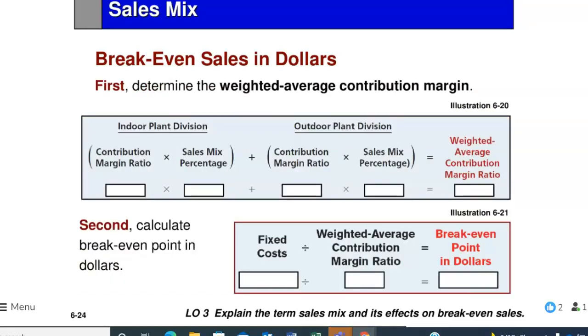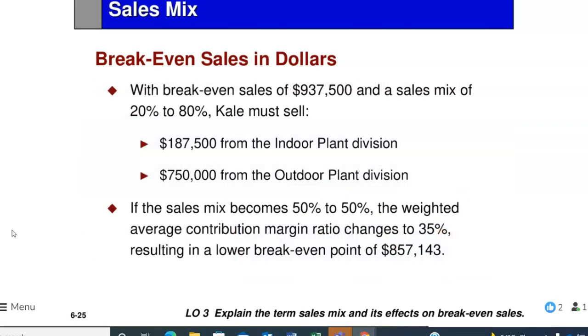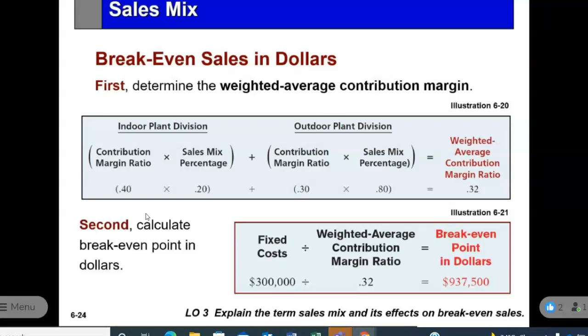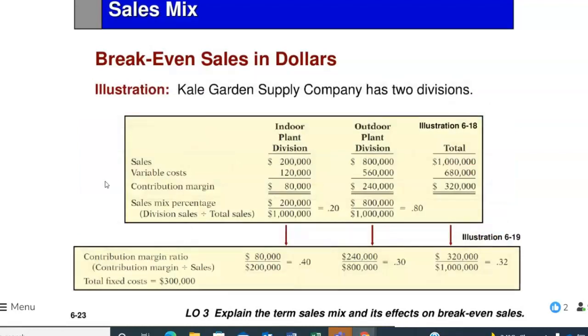So now I simply take the contribution margin ratio times the sales mix to come up with the weighted average. And then I use that to do my break even. Contribution margin ratio for indoors, 40%, sales mix 20; outdoors 30, sales mix 80. I get a weighted average of 32%.